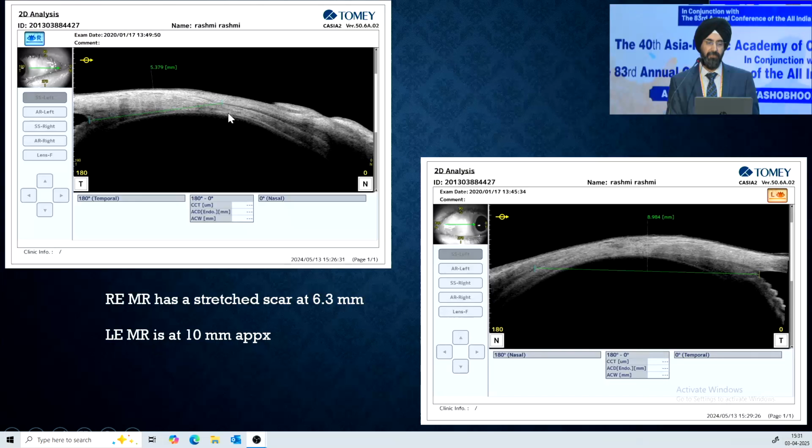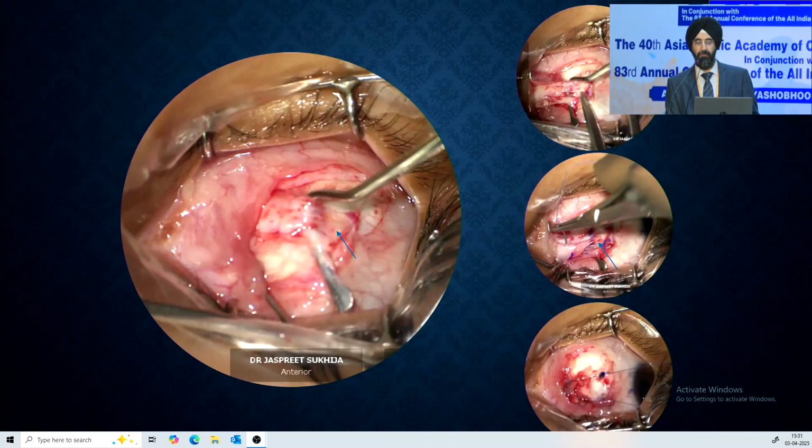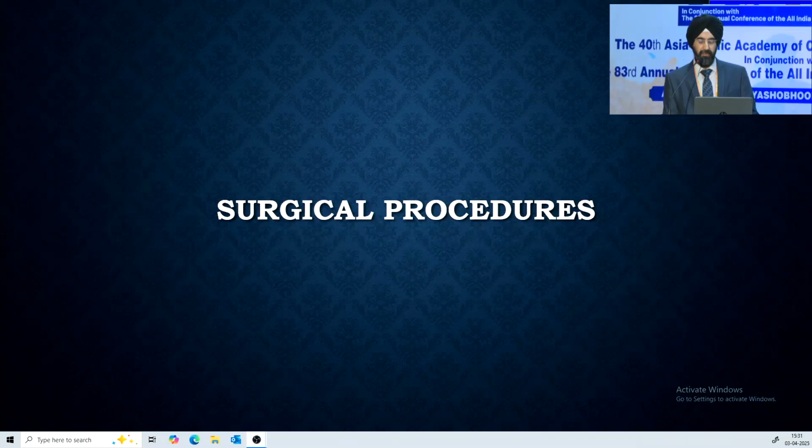We can find the distance of these muscles from the limbus, and you can see here some kind of a stretch scar as well. So in this patient, who probably had an overcorrection, we could find what the cause was, and that is what we found intraoperatively: the stretch scar, which was removed, and the muscle was sutured back. So that's how imaging really helped us in these scenarios.